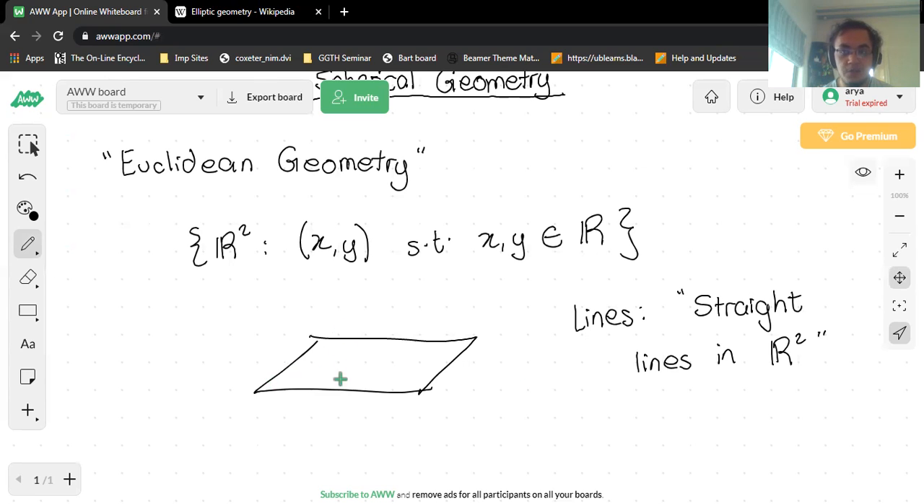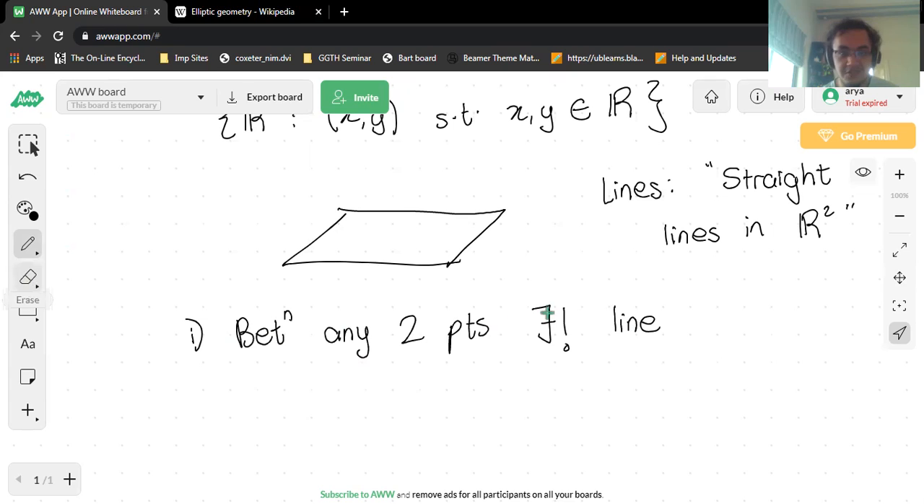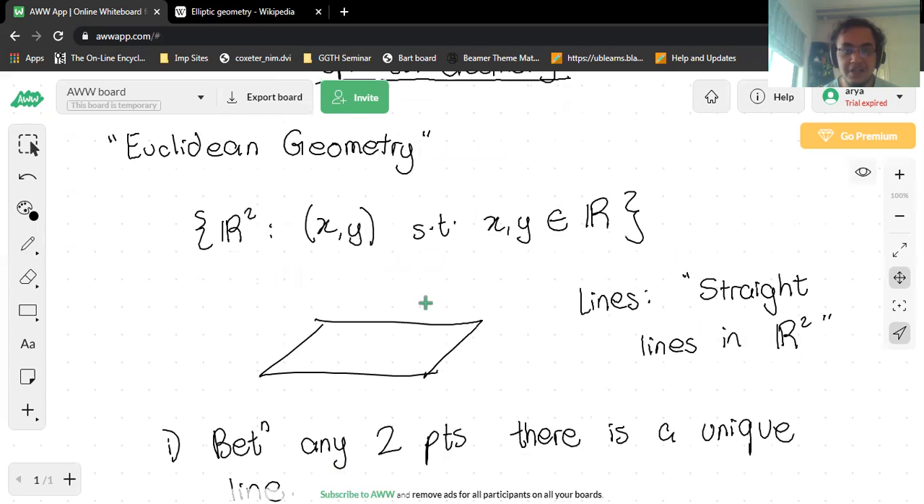Moreover, you would want some properties such that between any 2 points there exists a unique line. Let me not use this symbol in case some people are unfamiliar with the notation. So yes, there is a unique line. And so how do you define Euclidean geometry?